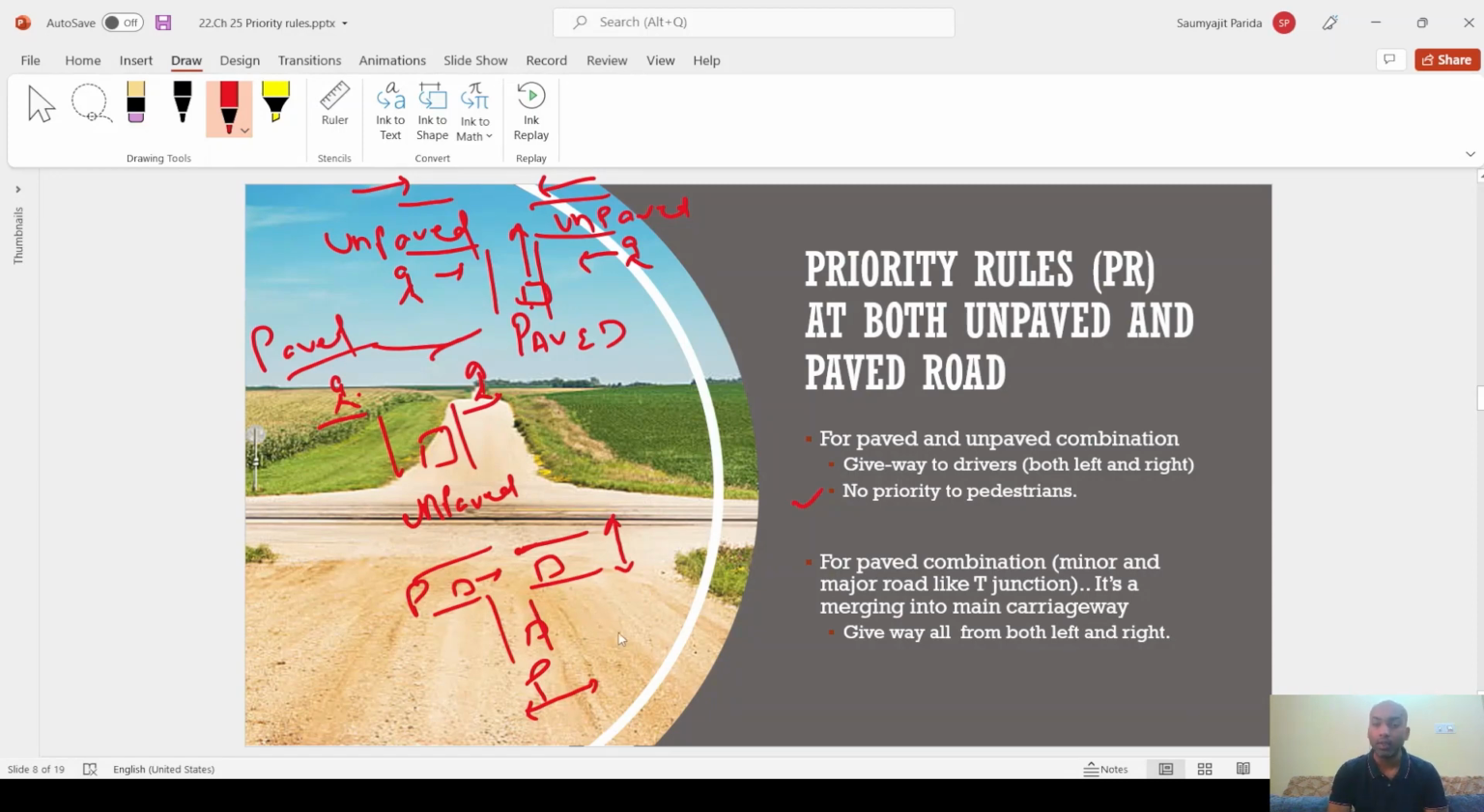So this is the difference between the paved combination and the unpaved combination. In the unpaved combination, if I am on the unpaved road, then I have to give priority only to the drivers. I do not have to give priority to the pedestrians. Whereas in the paved combination, if I am on the minor road, then I have to give priority to both pedestrians and the drivers. Very important to understand. And please rerun the video if you are not able to understand.